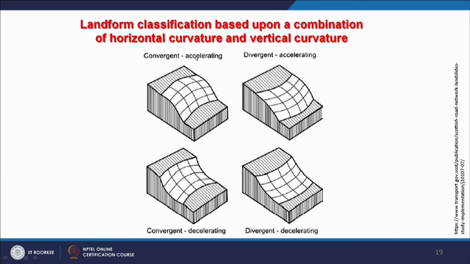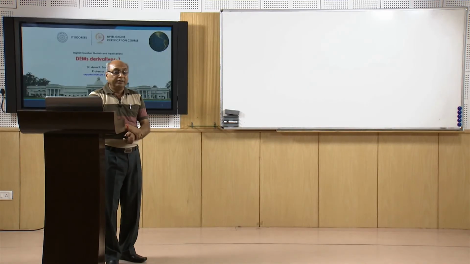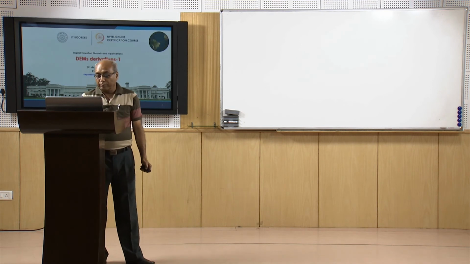So, here in the bottom left we are having the convergent decelerating scenario. This is just opposite, divergent also here, but decelerating. In the top two cases we are having an accelerating scenario, but convergent and divergent flow is possible. Here convergent and divergent both represent the deceleration scenario. So, likewise these can be exploited to understand a terrain in a much better manner for erosional and depositional processes.